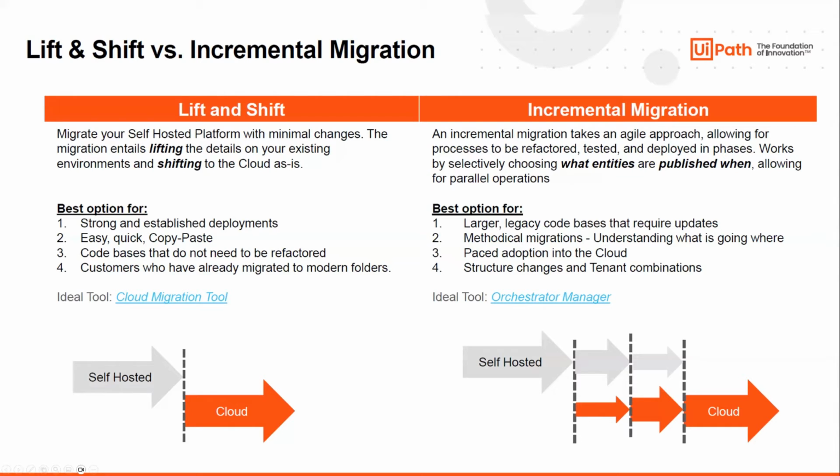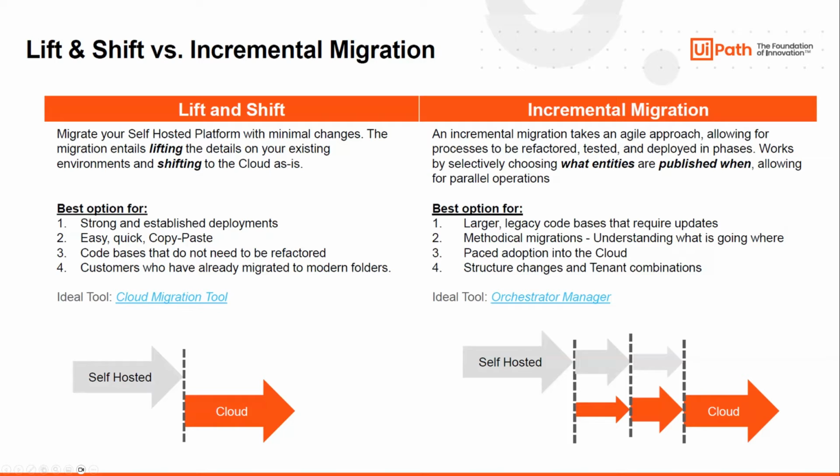But you can only use the cloud migration tool if you're going from on-prem to cloud, not from cloud or suite to cloud. Also, there is a list of excluded entities that the cloud migration tool does not migrate. So to fill those gaps, the Orchestrator Manager can be used.